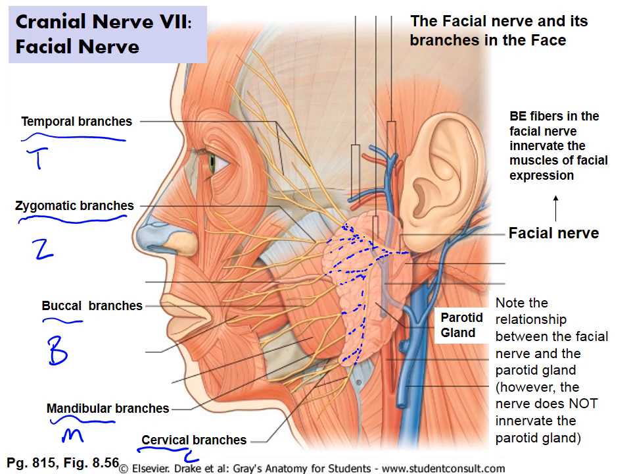So the temporal branches, again, go up into this temporal area. We'll change the color here, we'll call this the temporal area. So the temporal branches will go up into that region. And then the zygomatic branches will head towards the zygomatic arch. So we see that kind of up here and here. And then the buccal branches will go towards a muscle called the buccinator. The mandibular branches will head a little further down into and along the mandible. And then the cervical branches, of course, will go down into the cervical spine up underneath the mandible.